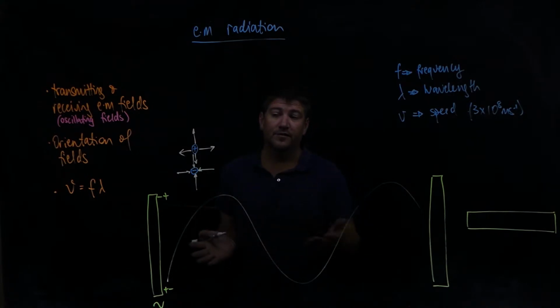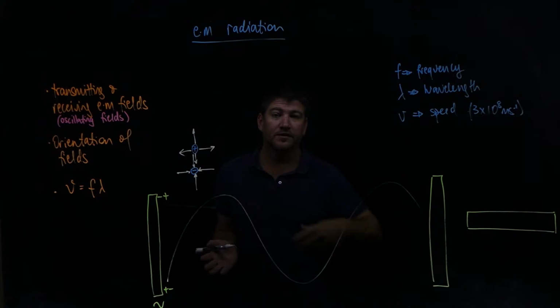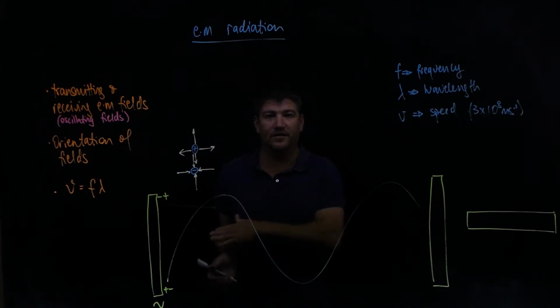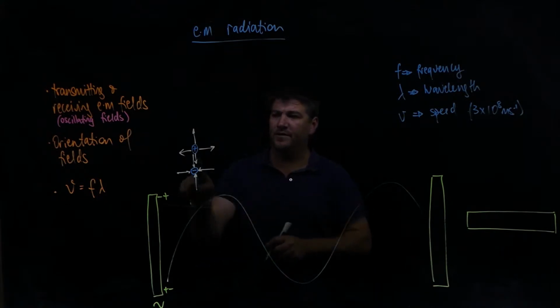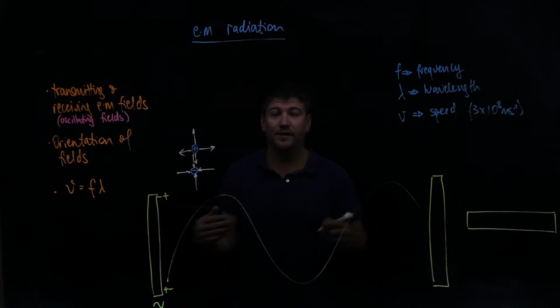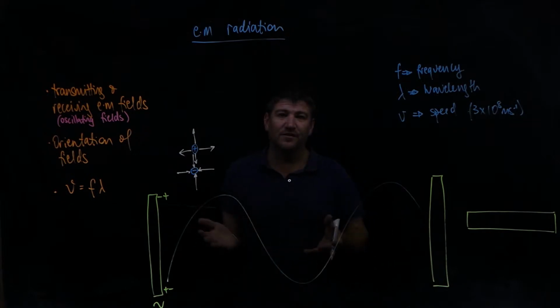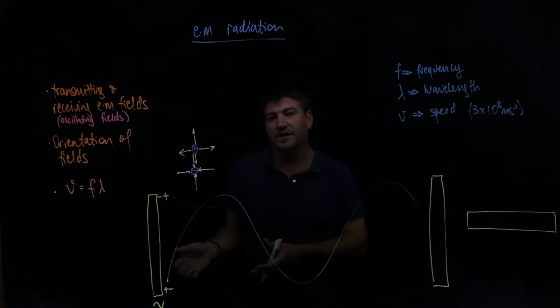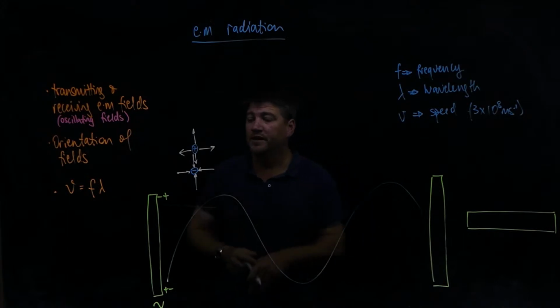If we can make these charges move backwards and forwards, oscillate, we're actually going to have a changing electric field and a changing magnetic field. So if I make this positive charge here move really fast, we can use F equals QvB sine theta. We can actually look at the size of the magnetic field associated with us moving.